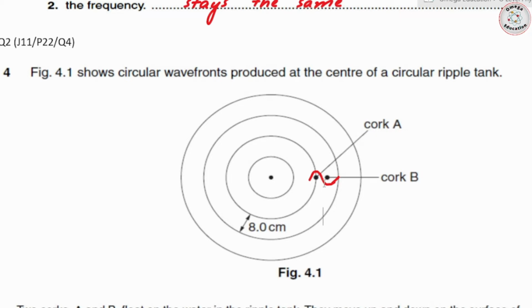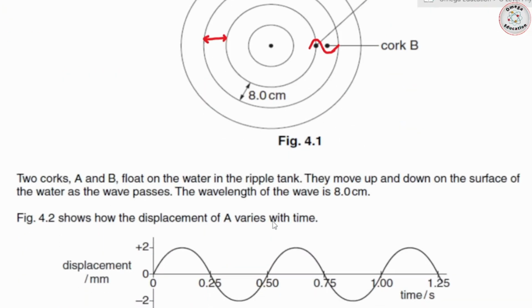And wavelength, by the way, is the distance between any two consecutive in-phase points, any two consecutive crests, which is 8 centimeters. Given in the question as well, given in the diagram as well, given in the description as well, that the wavelength lambda equals 8 centimeter. So the distance between A and B would obviously be half of 8 centimeter, which is 4 centimeter. So A and B are 4 centimeter apart, these two corks.